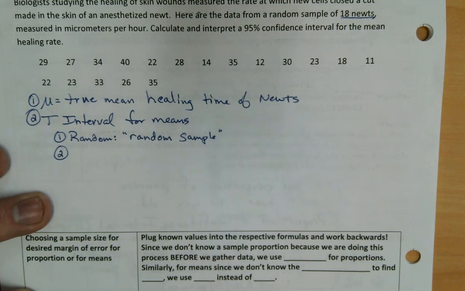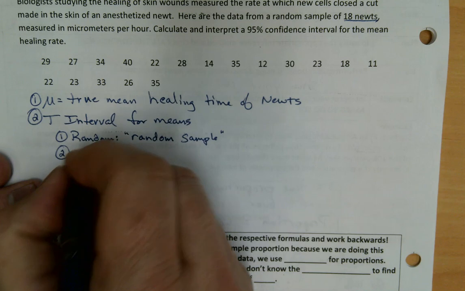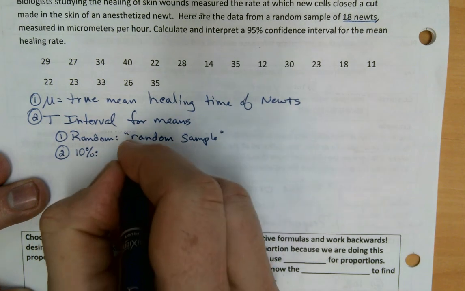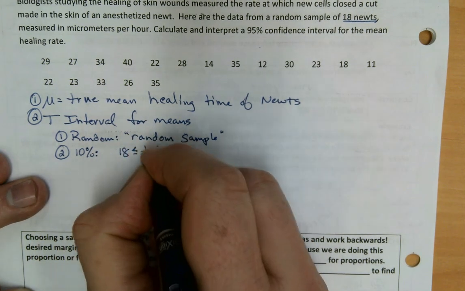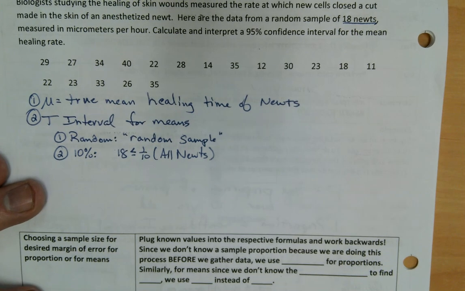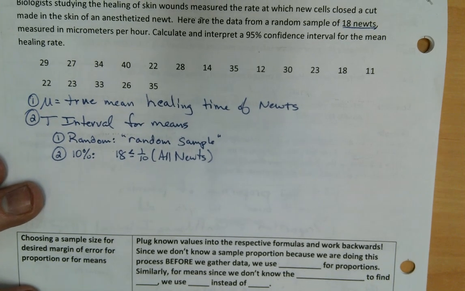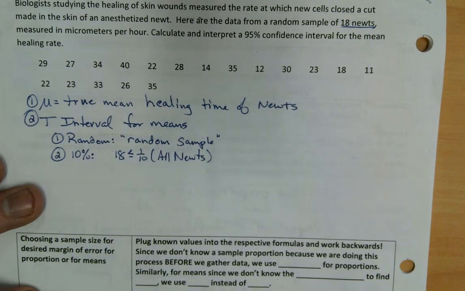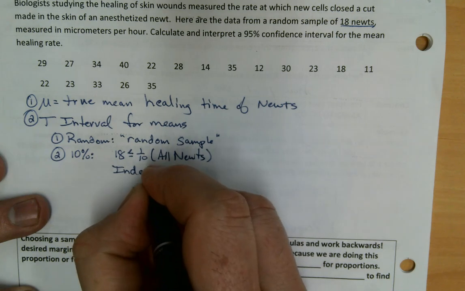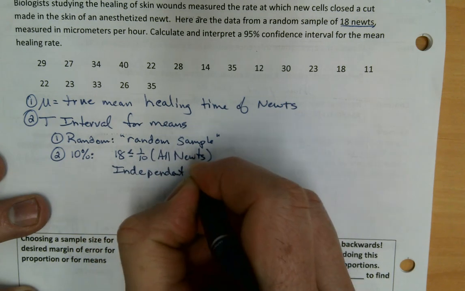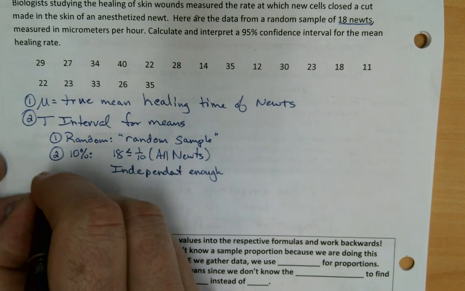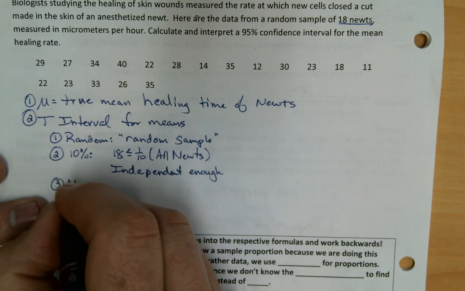Number 2, we have to make sure that the 10% condition is met. So, are those 18 newts less than 1/10 of all newts? I would say there's probably more than 180 newts in the world. I don't know what a newt is, but I would guess there's more than 180 of them. So we can say that these results are going to be independent enough. And then finally, we have to check the large counts or the normal condition.